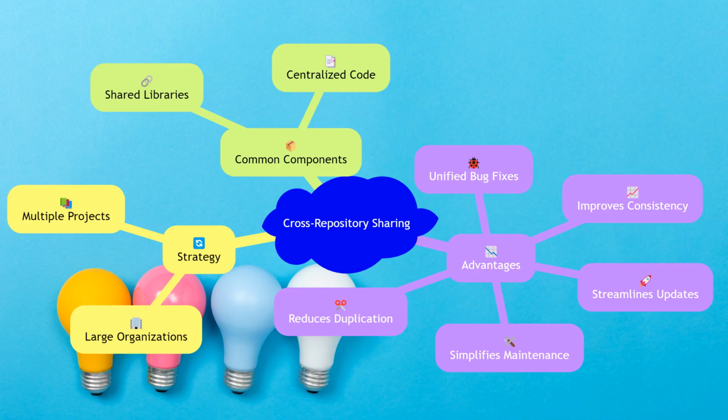Cross-repository sharing is another strategy to optimize Git repositories, especially in large organizations with multiple projects. This approach involves sharing common components or libraries across different repositories, reducing duplication and improving consistency. By centralizing shared code, teams can streamline updates and maintenance, ensuring that all projects benefit from improvements and bug fixes. This section will explore the concept of cross-repository sharing and its advantages.